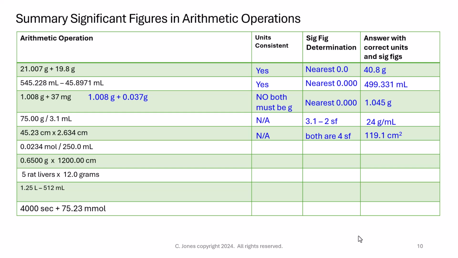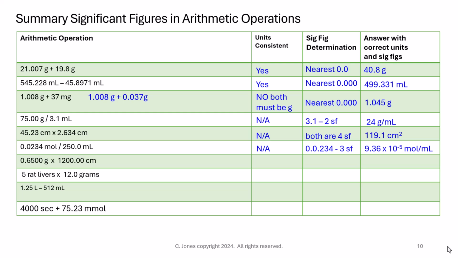Next, 0.0234 moles divided by 250.0 mils. So again, this is division, so we don't need to have the units consistent. We then look at the total number of significant figures. In 0.0234, the 234 are the significant figures. This 0 is not significant. So our answer is going to have 3 significant figures. And I put this in scientific notation since it's such a small number. All right, next one.